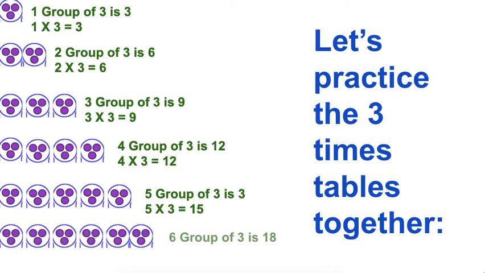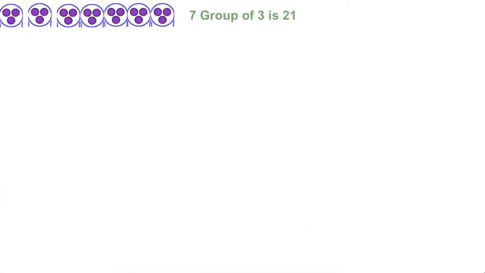Next one. 6 groups of 3 is 18, and the sum is 6 times 3 is 18. So I hope you've got at least 1 to 6 written on your board. Now we are going to continue up to 12. So I have 7 groups of 3 is 21, and the sum is 7 times 3 equals 21.